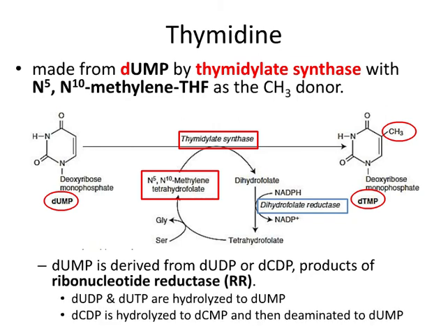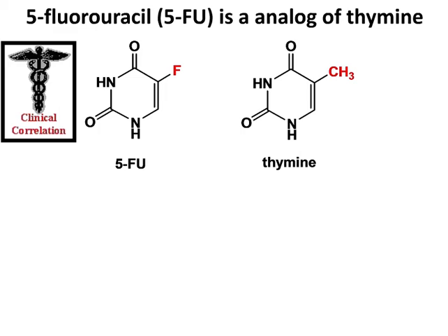Deoxy-UDP and deoxy-UTP can be hydrolyzed to deoxy-UMP. Deoxy-CDP can be hydrolyzed to deoxy-CMP, which can then be deaminated to yield deoxy-UMP. Cancer cells consume deoxynucleotides very quickly for DNA replication, including deoxy-TTP. This means that drugs designed to inhibit the activity of thymidylate synthase can slow the replication of cancer cells.